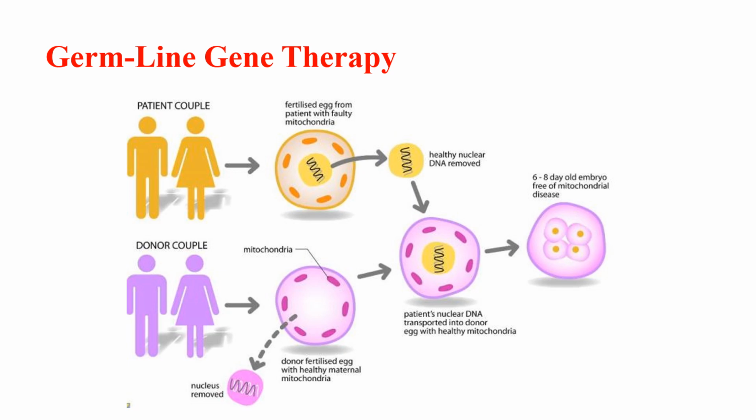The process of germline gene therapy can be explained by this figure. Initially, a fertilized egg containing faulty mitochondria is removed from the patient. Later, the healthy nuclear DNA is removed from the egg cell. Simultaneously, a fertilized egg cell containing healthy maternal mitochondria is isolated from the donor, and the nucleus is removed from the donor's egg cell. Now, the nucleus removed from the mother's egg cell is inserted into the donor's egg cell.